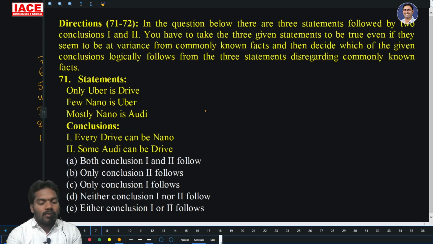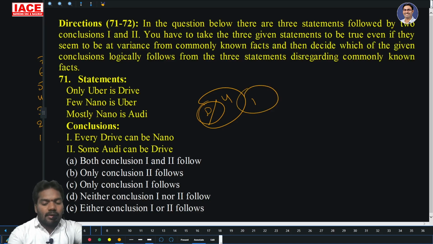Only Uber is drive means all drive is Uber. Some part of drive is restriction part. Q nano is Uber. Mostly nano is Audi. Every means all. All drive can be nano. Drive is very restriction part, no? So not at all possible. Some Audi can be drive. So this is Audi, this is drive. Again drive is very restriction part. Again not possible. So neither one is possible.